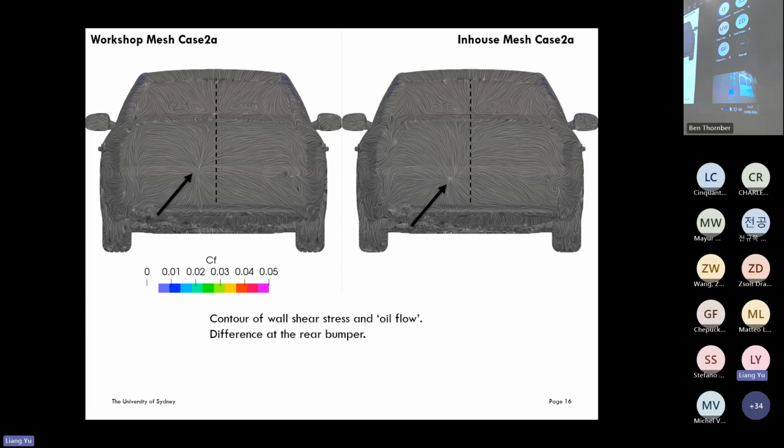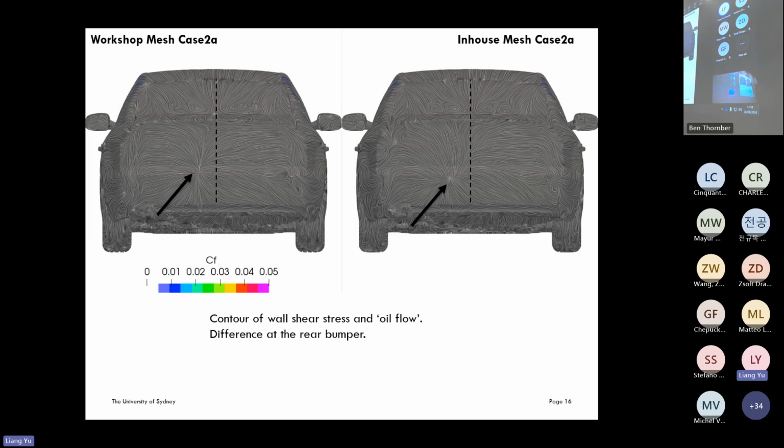So the arrows, the thing that the arrow is pointing at, I believe that's the reattachment location of the separated wake. It's not symmetrical because the underbody is not symmetrical, but it almost looks like the downwash is pushing that reattachment location further down towards the ground on the in-house mesh. So that reattachment point is a bit lower. If you look a bit closer, you can see the difference in the shear stress distribution on the rear-facing window.